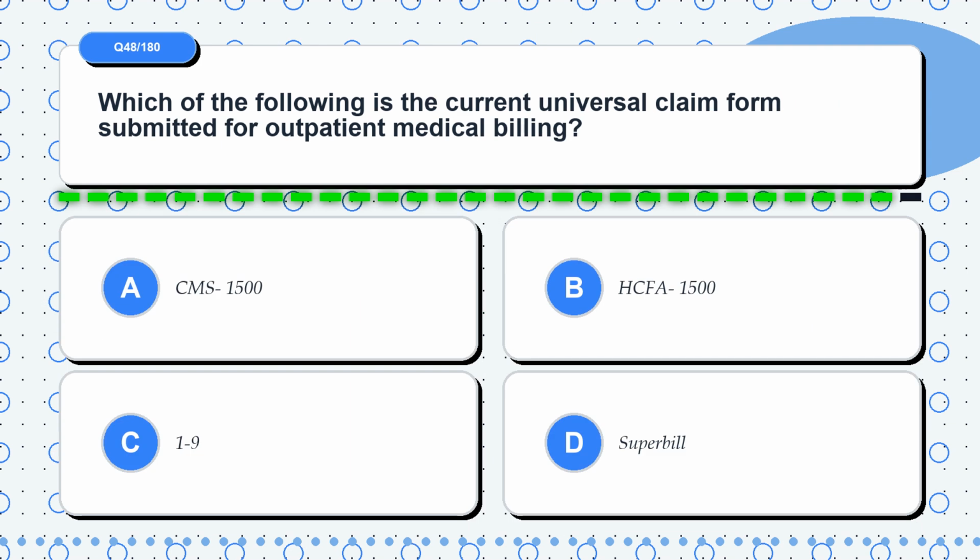Question 48. Which of the following is the current universal claim form submitted for outpatient medical billing? Here are the options. Option A. CMS 1500. Option B. HCFA 1500. Option C. 1-9. Option D. Superbill.